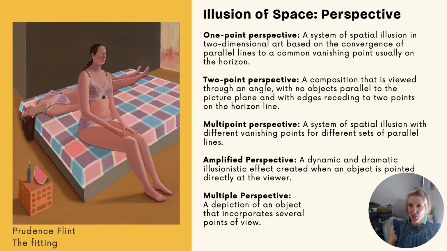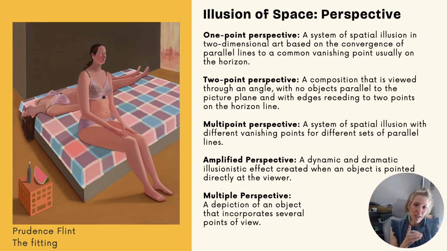Now there's multi-point perspective. This is a system of spatial illusion with different vanishing points at different sets of parallel lines. You might have 2 images. You might be looking at 2 different vantage points. Amplified perspective is a dynamic and dramatic illusionistic effect created where an object is pointed directly at the viewer. A fisheye lens can sometimes cause this. And then multiple perspectives. This is a depiction of an object that incorporates several points of view. If you look at some of M.C. Escher's work, he's very well known for creating these types of multiple perspectives.